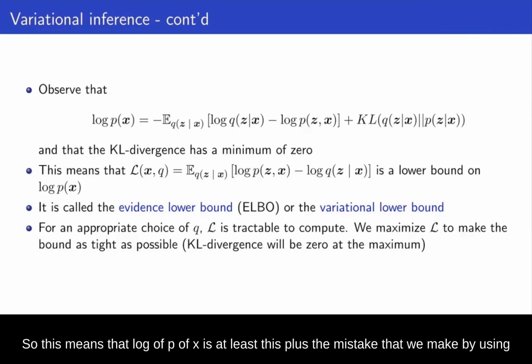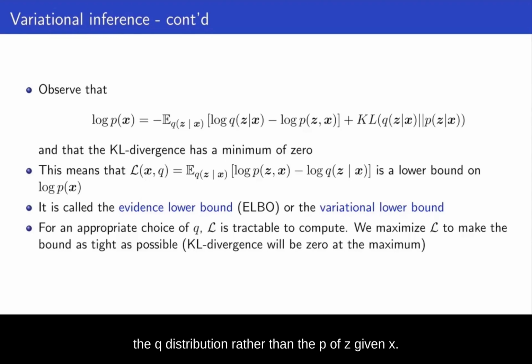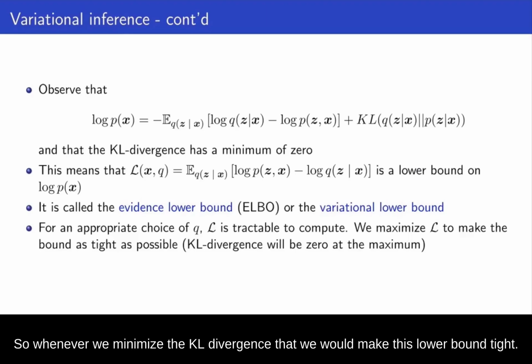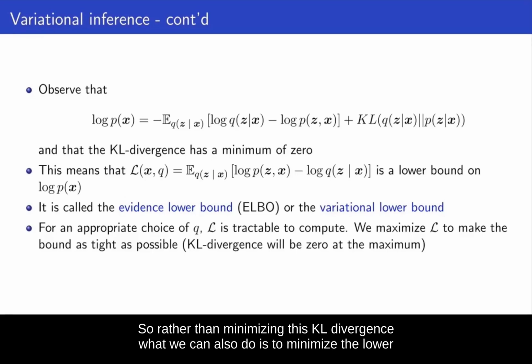So this means that log of p of x is at least this plus the mistake that we make by using the q distribution rather than the p of z given x. So whenever we minimize the KL divergence, we would make this lower bound tight. So rather than minimizing this KL divergence, what we can also do is to maximize the lower bound.